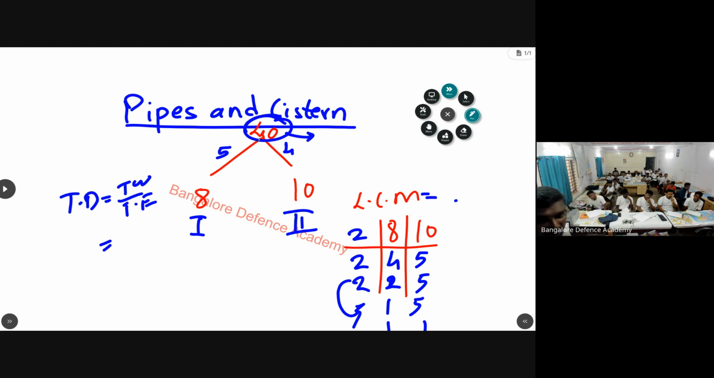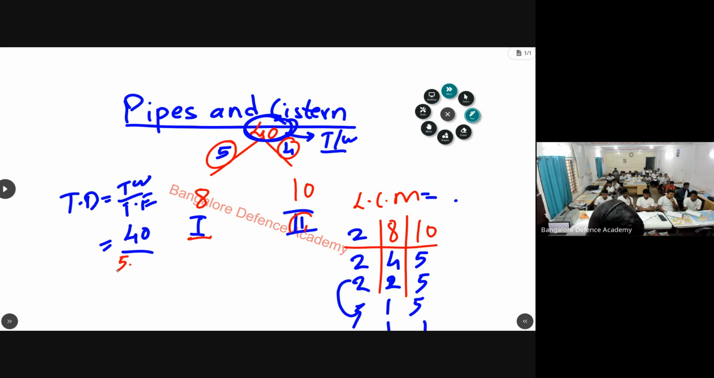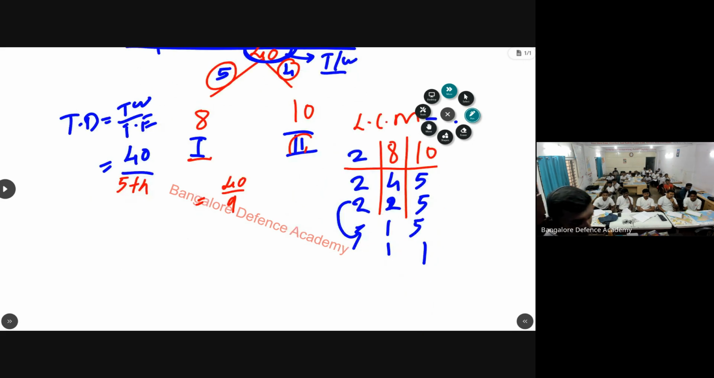Now this 40 is my total work. So what is the total work? 40. Now this 5 is the efficiency of pipe 1. This 4 is the efficiency of pipe 2. So 5 plus 4, how much do you get? So I get 40/9. This is the time required to do the complete work. Correct?